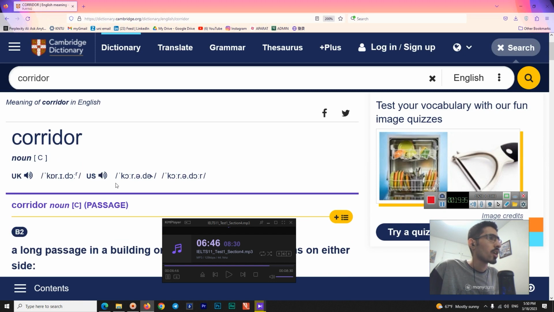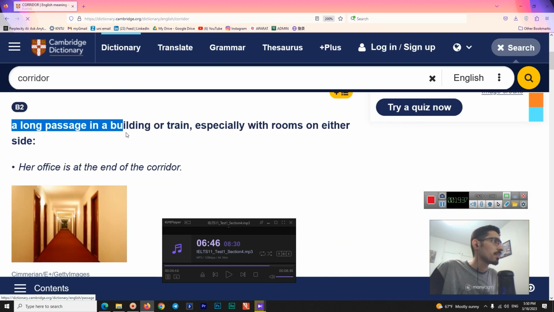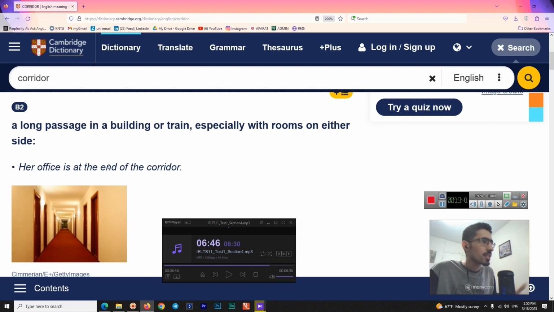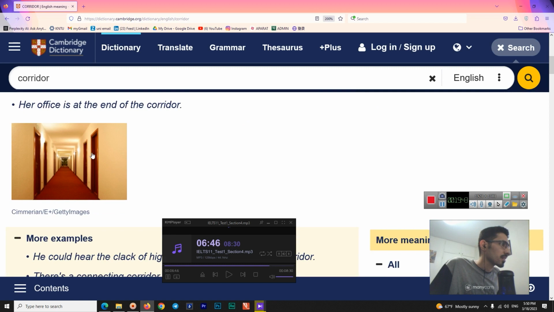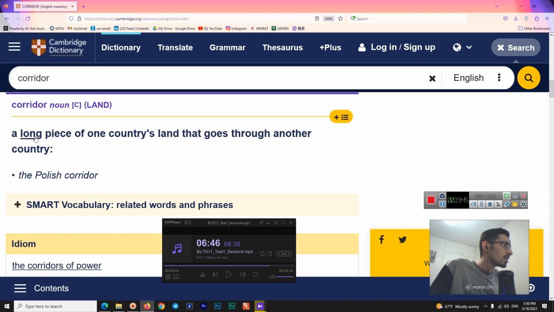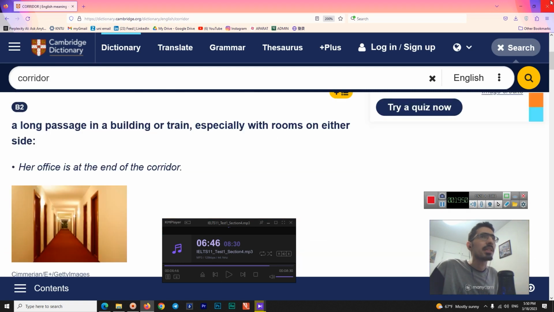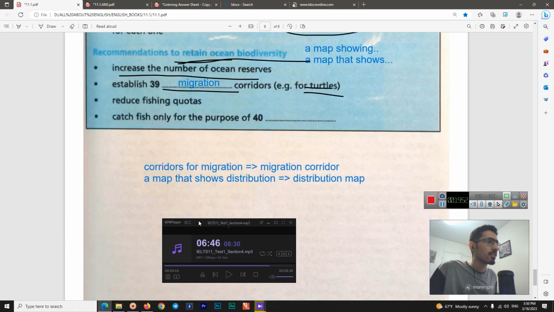Corridor. It means a long passage. So it also means rahro. It's a path. It's a passage. It's something that you go through. A long piece of land. So it's an area, basically. You don't have to be very exact with the meaning.